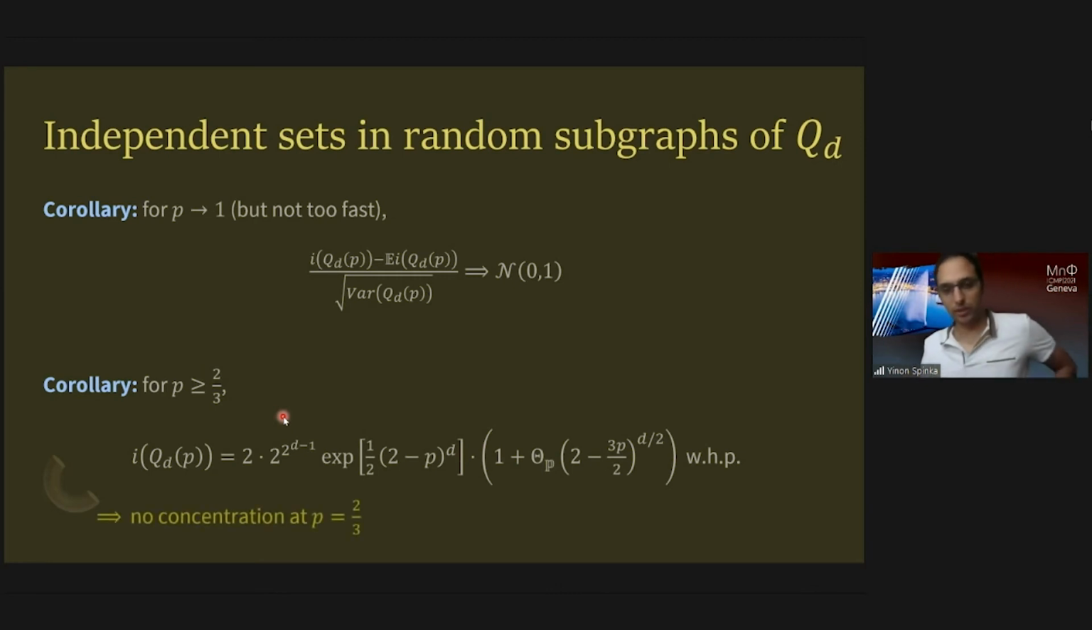And one thing to note here, this is a very interesting thing, I think, that it seems that at the point 2/3, something here is happening, because if you look at this expression here at 2/3, this is order 1. So actually this is saying that at 2/3, there's no concentration. The number of independent sets is not a concentrated value, whereas for p larger than 2/3 it is. And we don't actually know what happens for smaller p, but we expect that it's not concentrated either. And this is interesting. Perhaps this 2/3 is another point of interest in the hypercube.